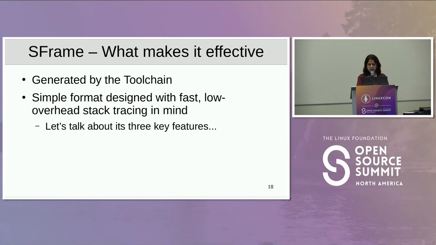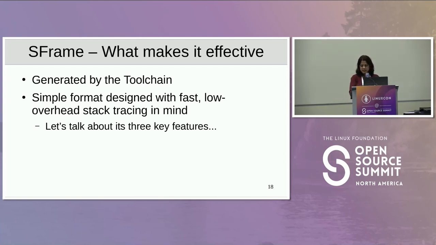So at this point, we have talked about what information is contained in SFrame and what it looks like. Now, I thought for the audience here, it might be better to take higher-level ground and ask: what is it about this format that makes it so effective? We talked about some features, but to tie it all together, let's see what makes it effective. The first thing is that it's generated by the toolchain, and that helps a lot, in the sense that this can be easily generated for your favorite applications.